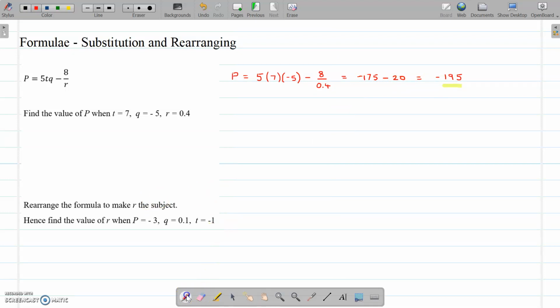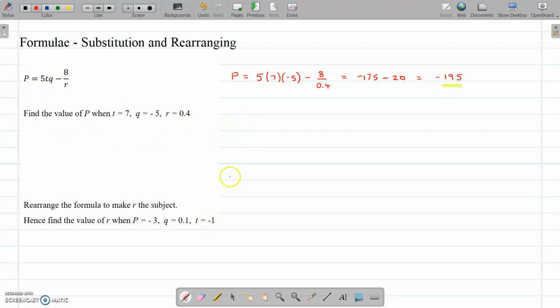Okay, now in the second part of the question, it says rearrange the formula to make r the subject. Now what that means is that the formula needs to begin with r equals something, and it needs to be a function of P, t and q. And once we've done it, we're to find the value of r when P is -3, q is 0.1 and t is minus 1. So let's now rearrange the formula.